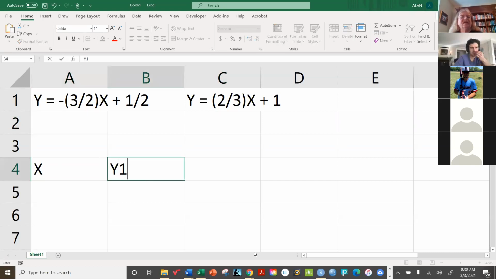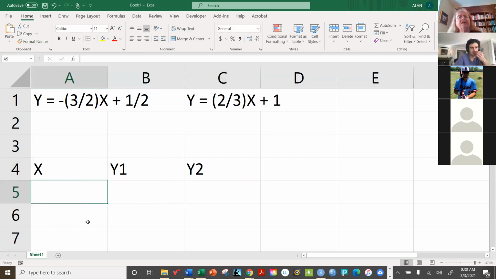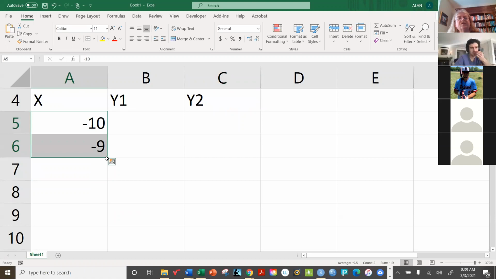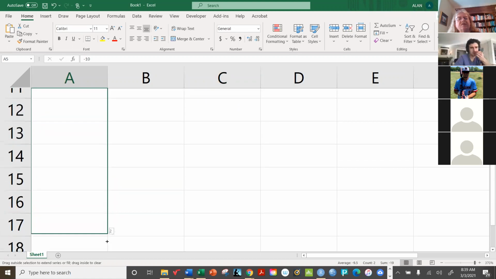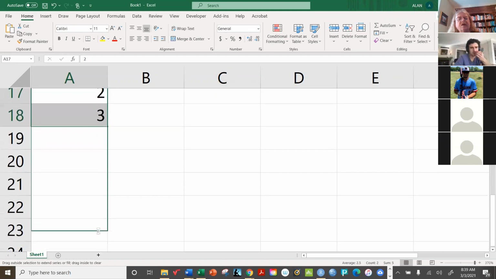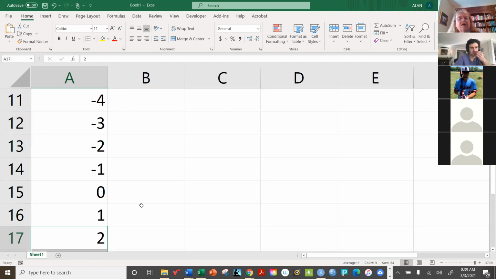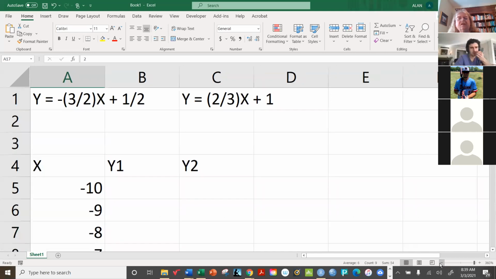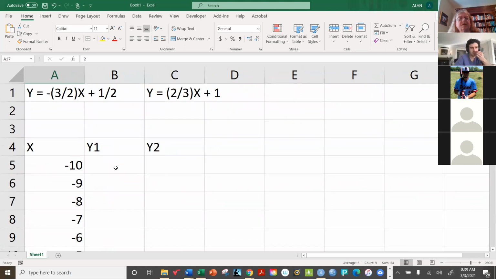Let's call these y1 and y2, so we can tell them apart on the graph. We'll start with, let's say, -10, -9, and go all the way up to +10. I want to make sure that the graph I'm choosing will actually cover the points where they cross. So now I'm going to fill in the formulas.